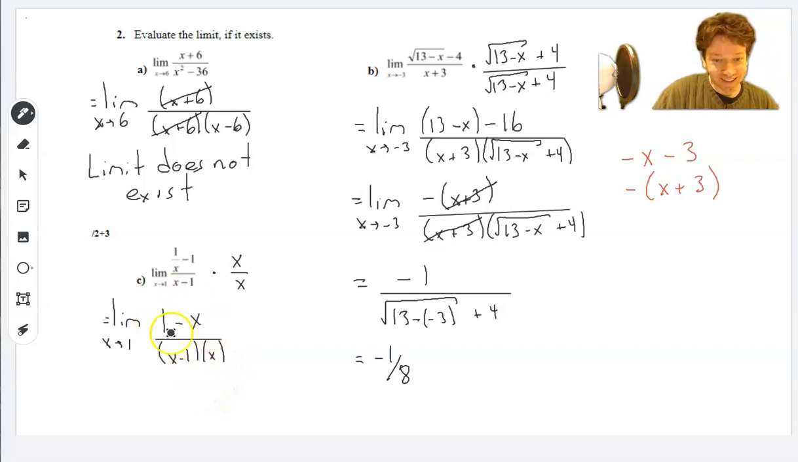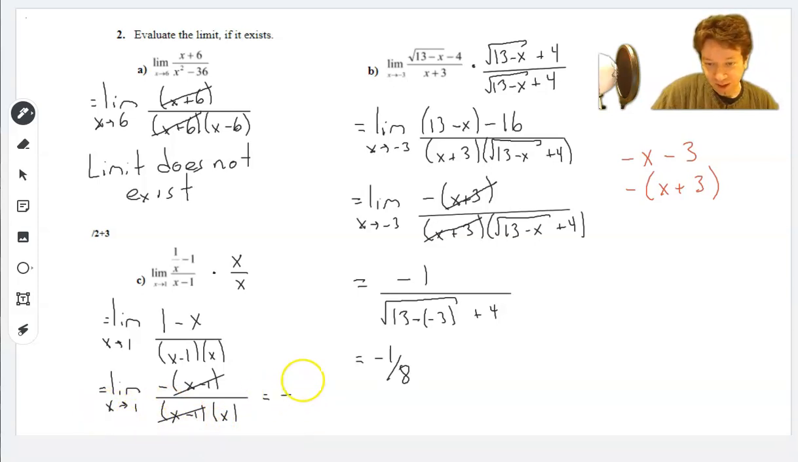Now you can see where this is leading. All I have to do is pull out a negative 1 there. So the limit as x approaches 1 of negative x minus 1 all over x minus 1 times x. Great. Now these cancel, and I'm just left with minus 1 over x. If I substitute x as 1, you get minus 1.